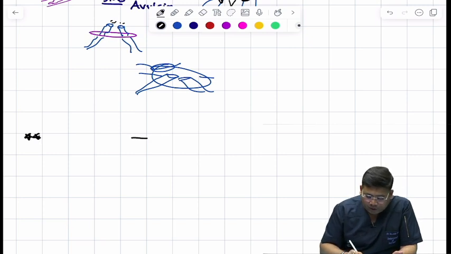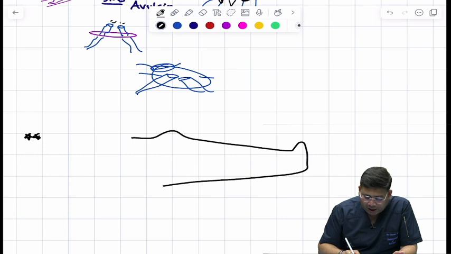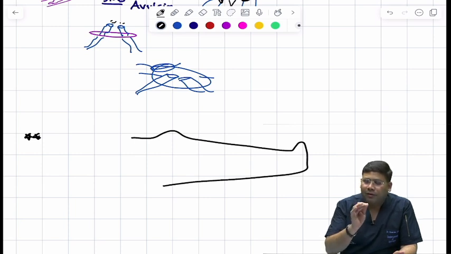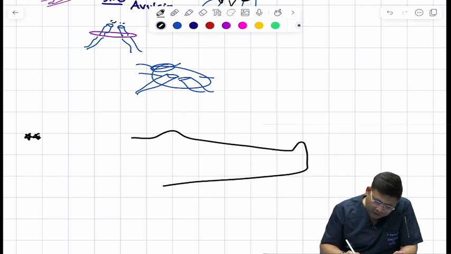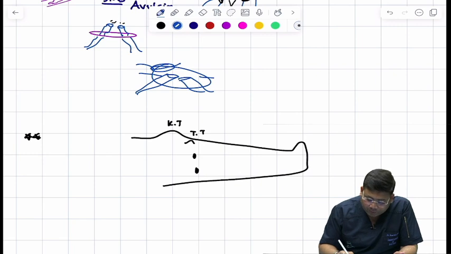So for them you need to understand that we have to enter into the subfascial space. So this is the knee joint, and this is the tibial tuberosity. 5 centimeter distal to this, we will establish 2 ports. We understand the fact that this is the superficial venous system, and this is the deep venous system.